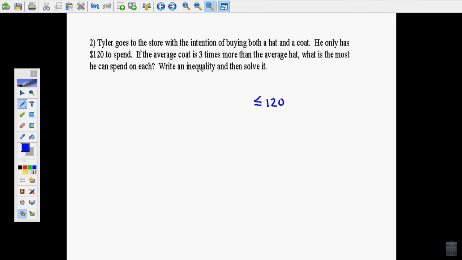Okay, now let's write what our inequality would look like on the other side. What's he buying? He's buying a coat and a hat. The coat is 3 times more than the average hat. So what might you write over here to show that he's going to buy a coat and a hat, and the coat is 3 times more than the hat? Okay, so you have the coat plus the hat. So the 3h represents the coat, and the h represents the hat.